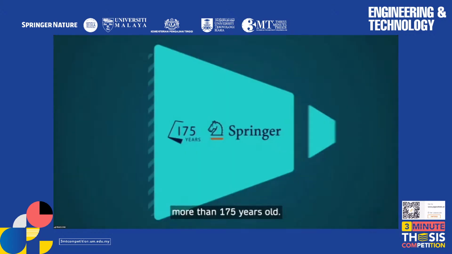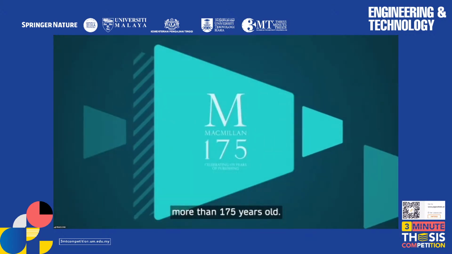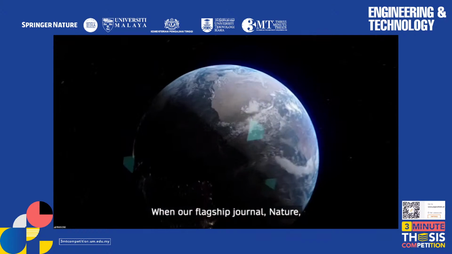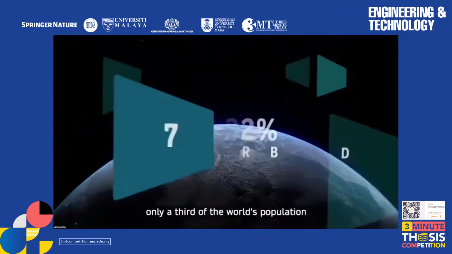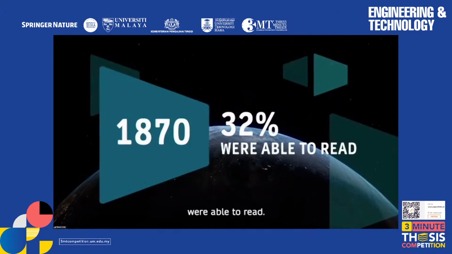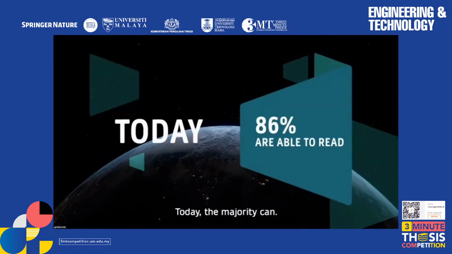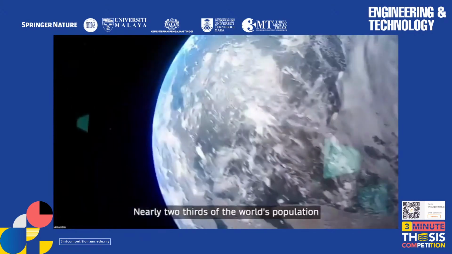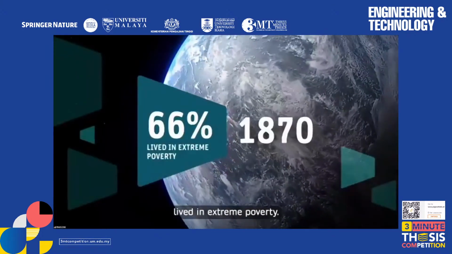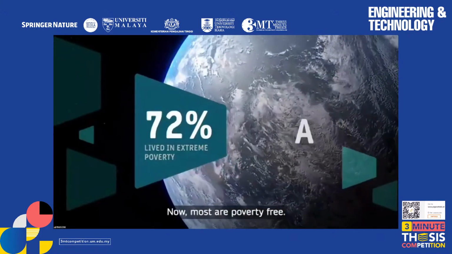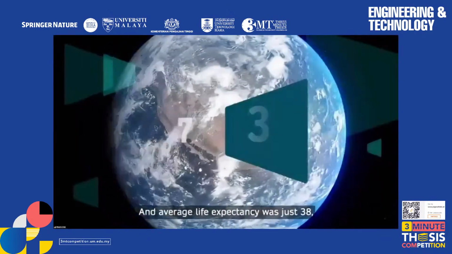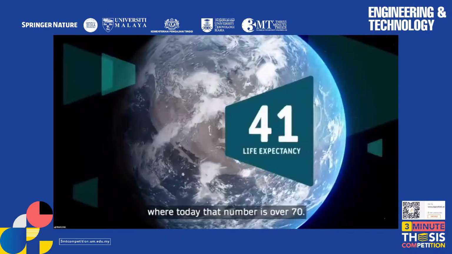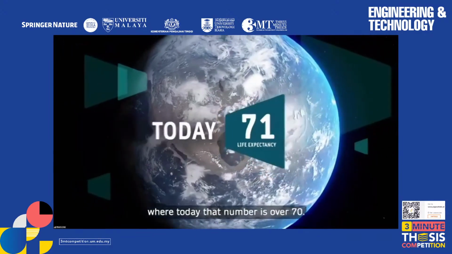The roots of our business are more than 175 years old. When our flagship journal Nature was first published 150 years ago, only a third of the world's population were able to read. Today, the majority can. Nearly two-thirds of the world's population lived in extreme poverty. Now, most are poverty-free. And average life expectancy was just 38, where today that number is over 70.